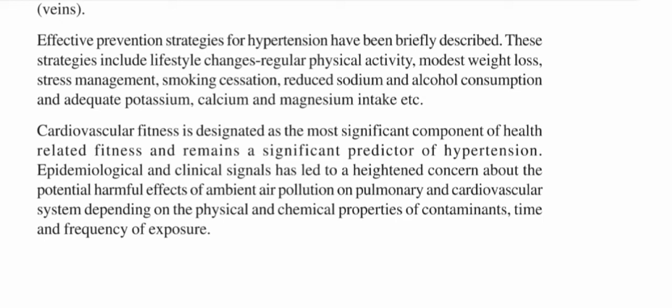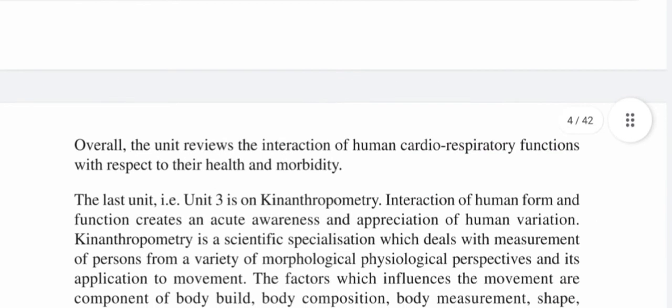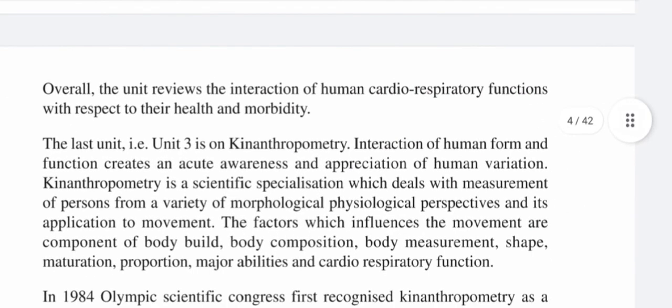Epidemiological and clinical signals have led to a heightened concern about the potential harmful effects of ambient air pollution on the pulmonary and cardiovascular system, depending on the physical and chemical properties of contaminants, and the time and frequency of exposure. Overall, the unit reviews the interaction of human cardiorespiratory function with respect to health and morbidity.